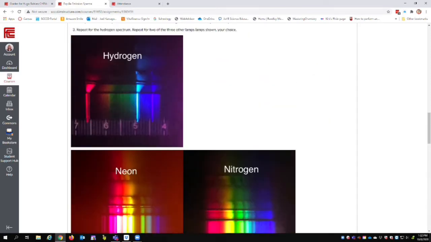Then you're going to look at the hydrogen spectrum. And so there's 3 lines in hydrogen. There's the red one over here, and this one is, people call them different colors, but that looks like cyan to me. You might call it blue, and then there's a violet line right here.